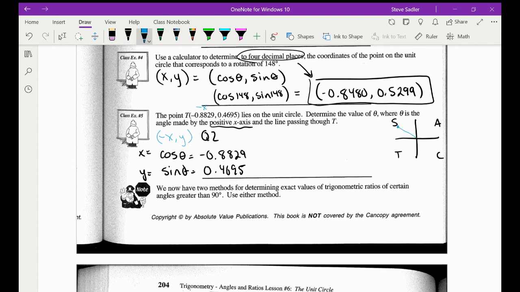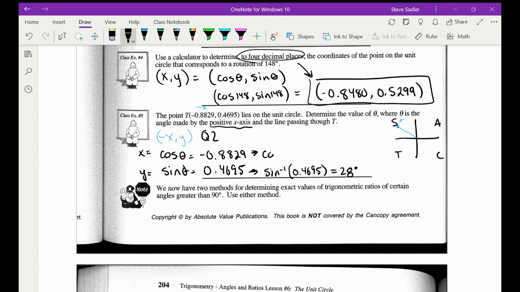And we know that sine is positive, but cos is negative. So we can use either one of these to figure out our reference angle. So what we're going to do, sorry, that's an arrow. We can do inverse sine of 0.4695, and we will get 28 degrees.